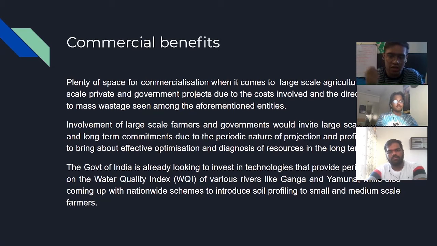Have they come across certain optimizations? Yes, but they haven't really solved the problem as such, which is where we are trying to come in, based on how we're going to effectively optimize the way water usage is done.